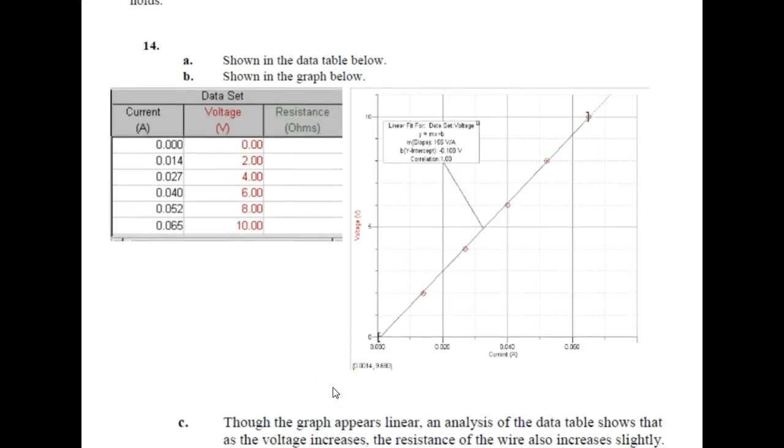And then you graph voltage versus current, voltage on the y-axis, since it's before the "versus," and current on the x-axis, after the "versus." So voltage versus current, and you plot your data, and it looks like a pretty good fit. The data is pretty tightly correlated.